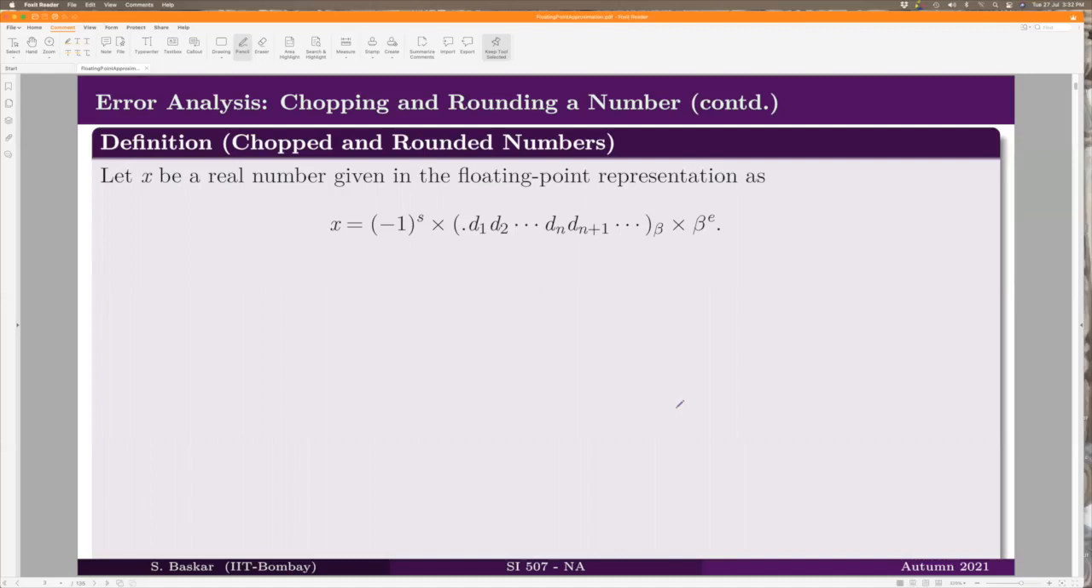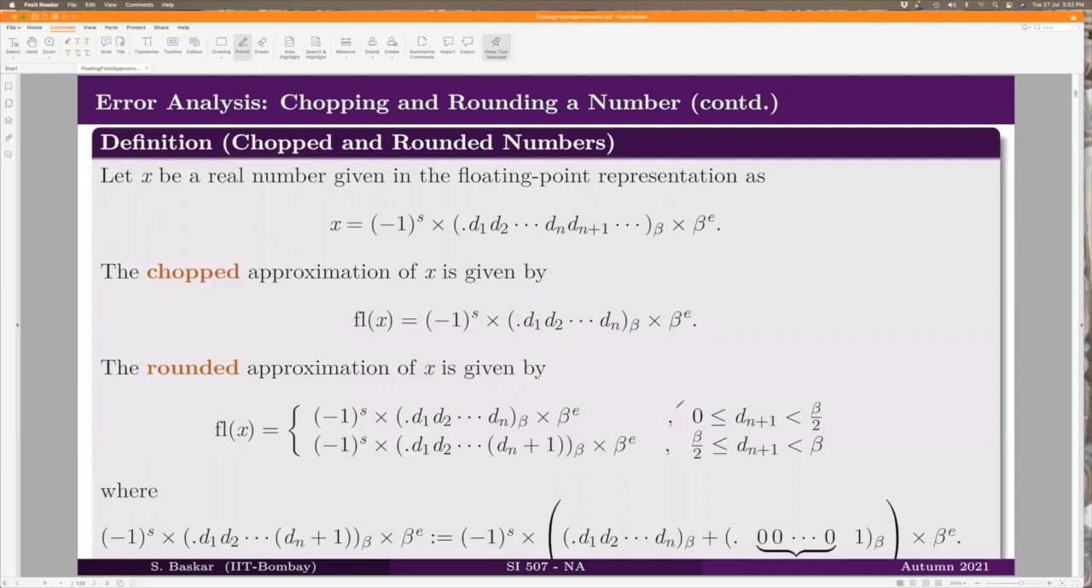One is the chopped approximation and the other one is the rounding approximation. Generally, we denote the floating point approximation with the notation FL of x. It can be either by chopped idea or by rounding idea, or it can be anything else. But in our course, if we want to be precise on how we are approximating, we generally consider either the chopped approximation or rounding approximation.